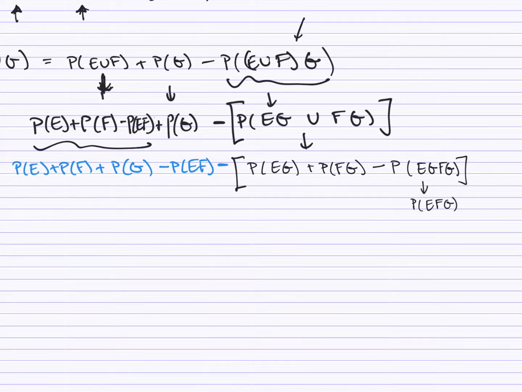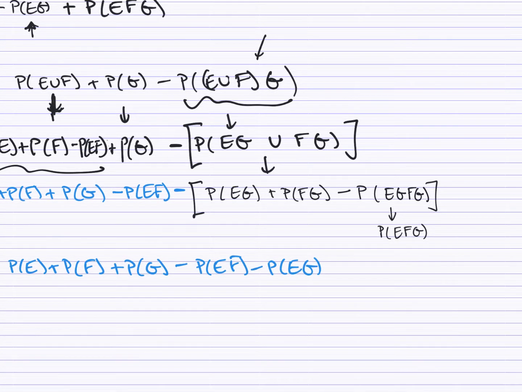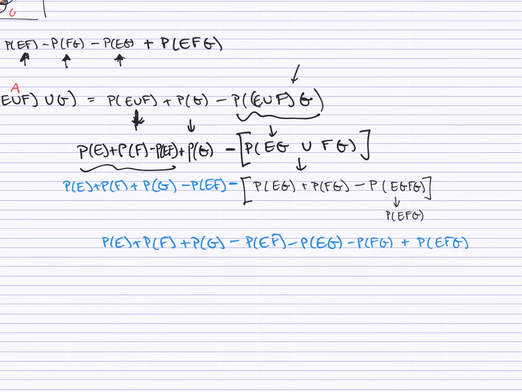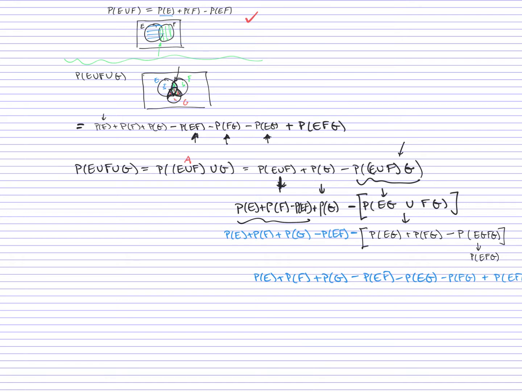Okay, so now let's distribute our negative, and we see we get probability of E plus the probability of F plus the probability of G minus the probability of EF minus the probability of EG, distribute that negative, minus the probability of FG plus the probability of EFG. So it's exactly what we said up there, right? We add them all up, E, F, and G, and then we subtract all their intersections, but we realized when we did that, we took out that third one 3 times, so we put it back in. Okay? So we can show this using some set theory, as we also showed with our Venn diagram there.